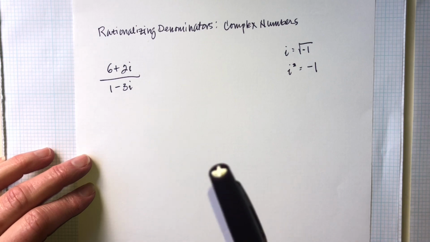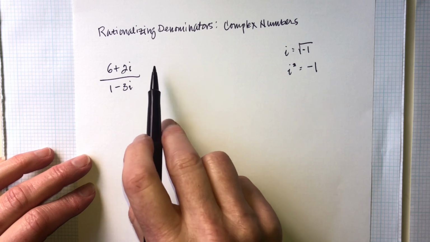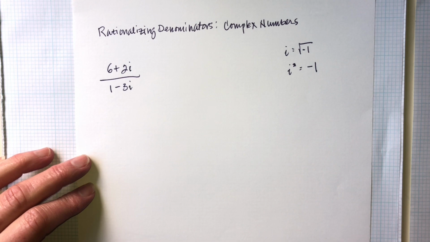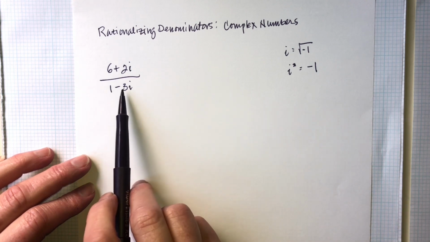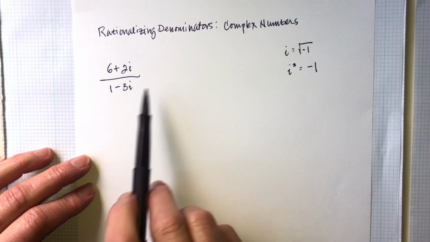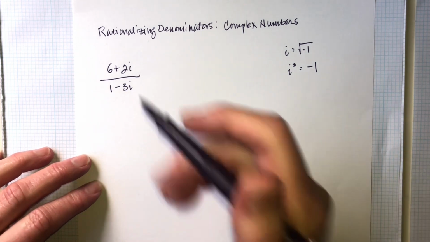Now a lot of times when we rationalize and we have a single item here, we just multiply by that thing over itself, and that takes care of it. But the problem is if we do that kind of multiplication, if we multiply this by itself, it's going to give us something that still has i in it. How do we get rid of that?